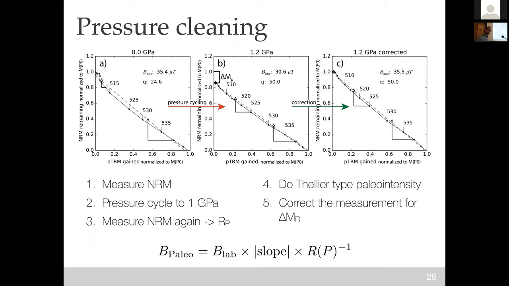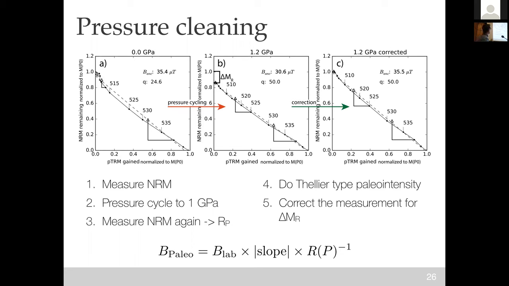Actually, I wonder where the true scale intensity is, because at zero pressure, you get some into the membranes, which probably affects the temperature. So you can't really compare the zero pressure to the high pressure level in terms of paleointensity.